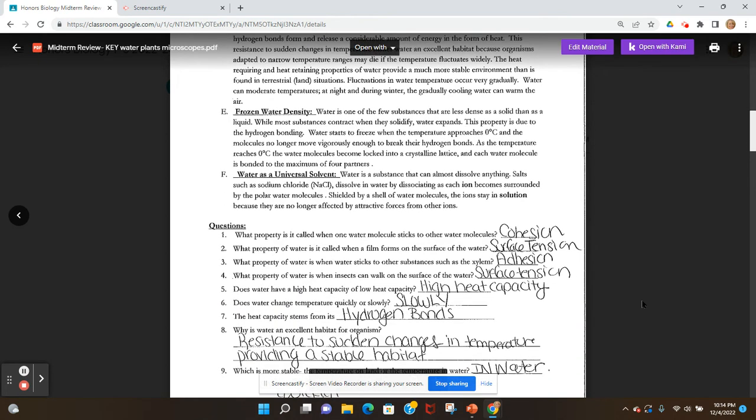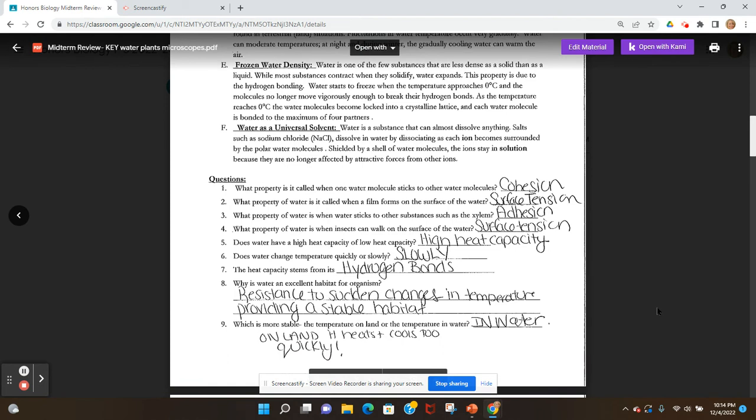Water is a universal solvent. Water is a substance that can almost dissolve anything. Salts such as sodium chloride dissolve in water by dissociating, as each ion becomes surrounded by polar water molecules. Shielded by the shell of water molecules, the ions stay in solution because they're no longer affected by attractive forces from other ions.